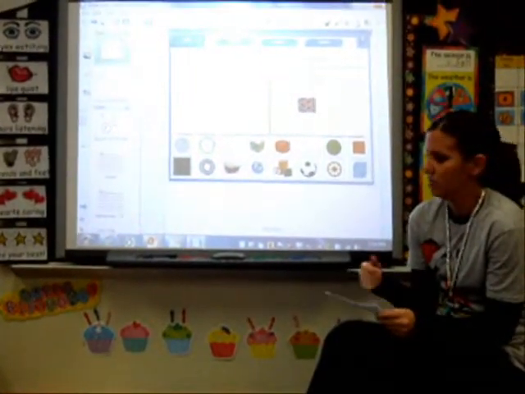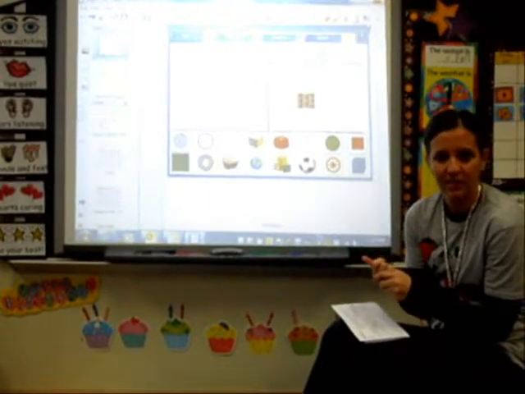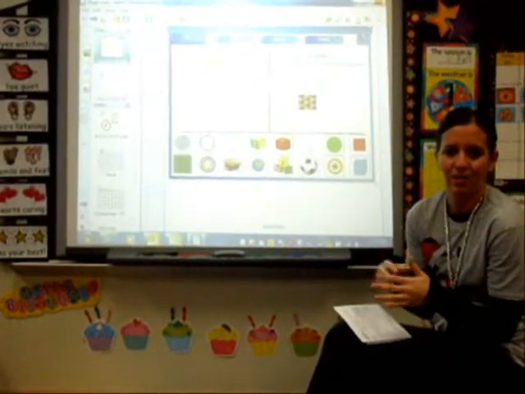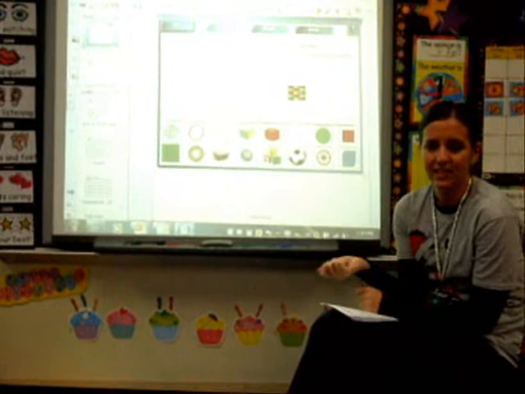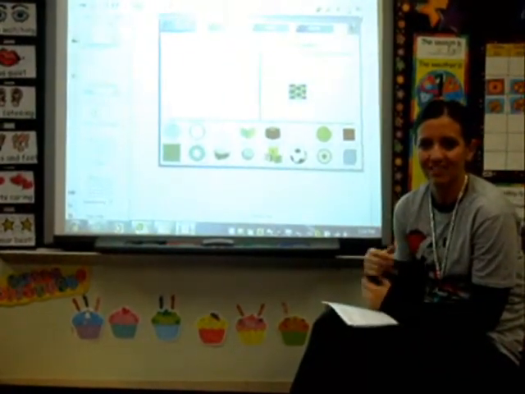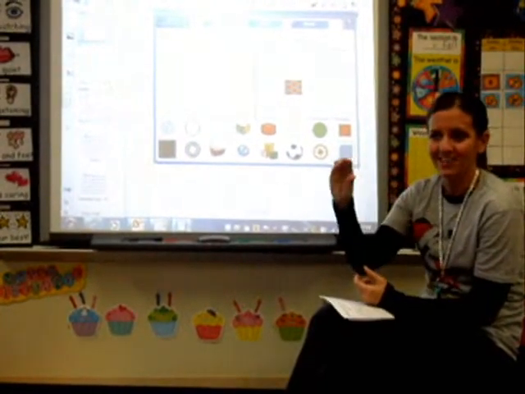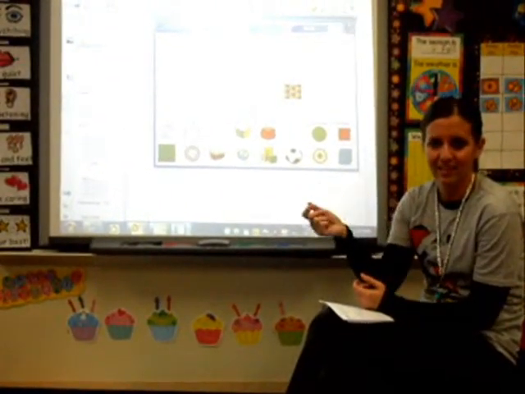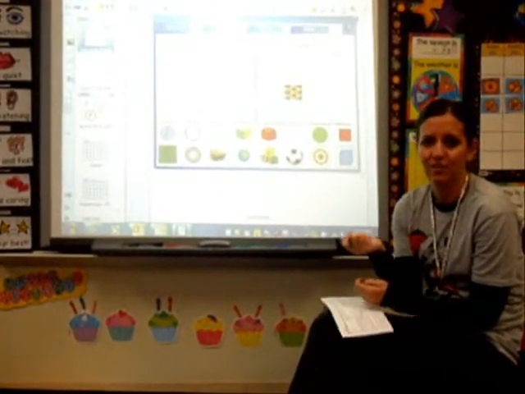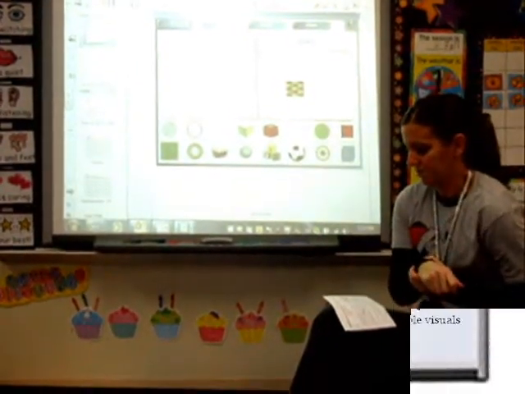I also use a lot of online storybooks, sometimes at the end of the day or at a center, that they can listen to the story and see the pictures, and they really like it because they think they're watching a movie. But it highlights the words as they're reading it, so it practices one-to-one and also fluency also.